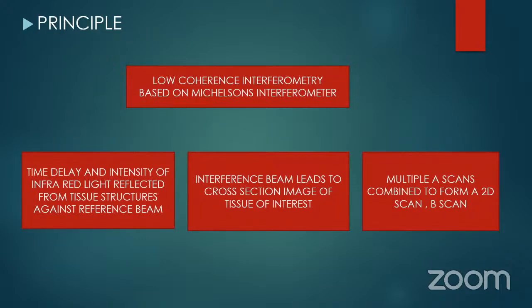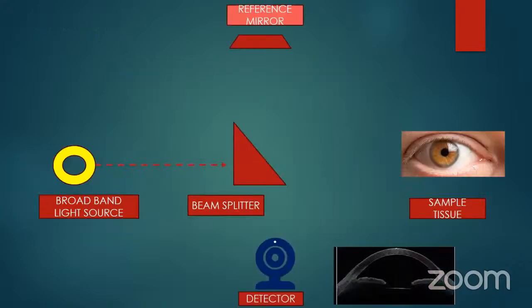The principle, as mentioned, is low coherence interferometry based on Michelson's interferometer. The time delay and the intensity of the infrared light reflected from the tissue structures are compared to a reference beam. The interference beam leads to formation of cross-sectional images of the tissue of interest. Multiple A scans are combined to form a 2D B scan.